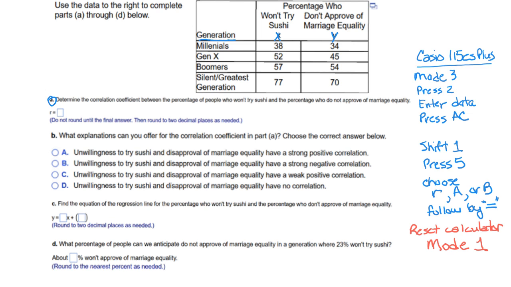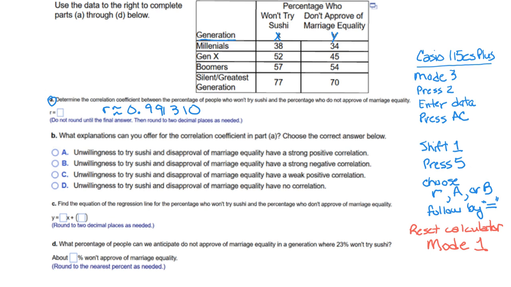Next, we're going to hit Shift and 1, press the number 5, and then you'll see some options on there. We're going to be choosing R, A, or B in this exercise here. So we're going to choose R for this part A. Follow it by an equal sign. It'll divert you back to your home screen and it'll give you a calculation for R. So when I tried working this one, I ended up with R is approximately 0.991310.